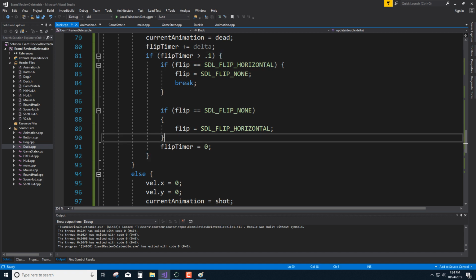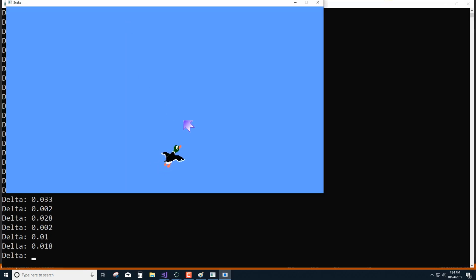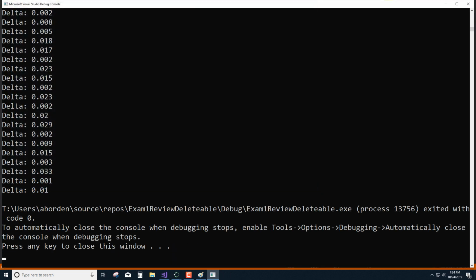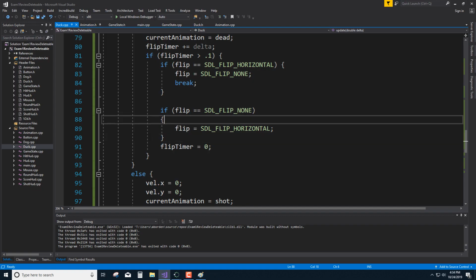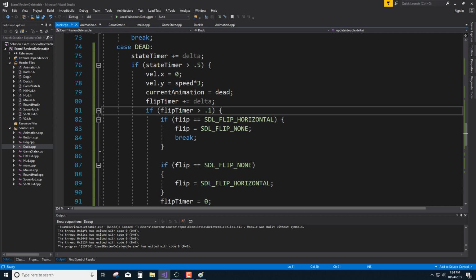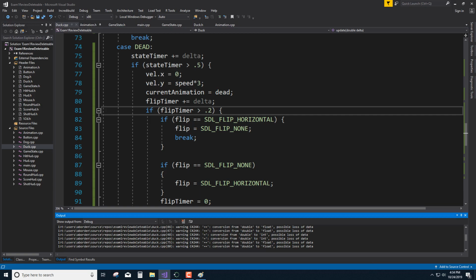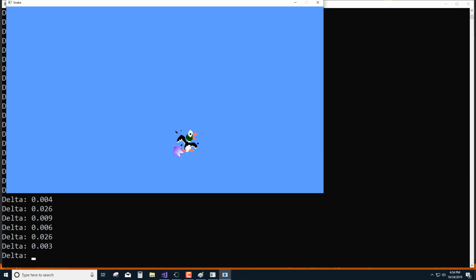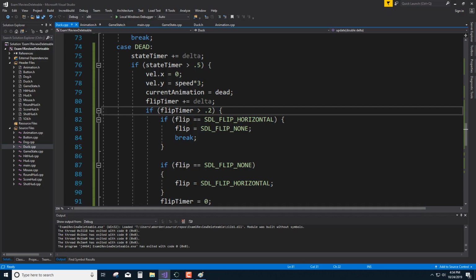I don't know why this is not working. Boom. Mine flips extremely fast. Yeah, so does mine. If the flip timer is greater than 0.1. I'll just follow along. 0.2? No, it's still flipping too fast.